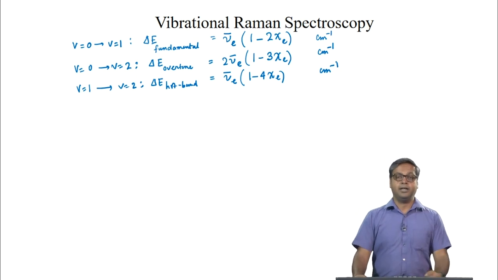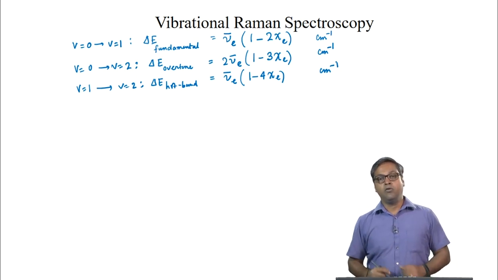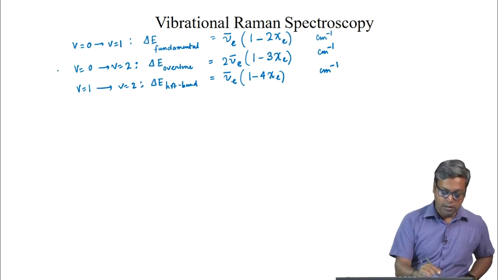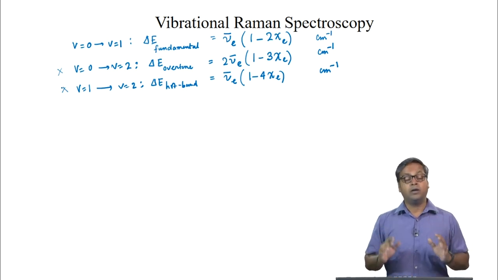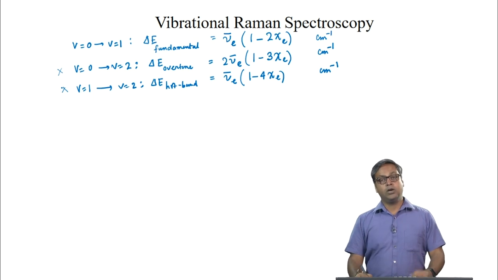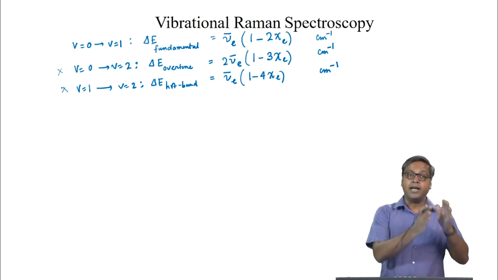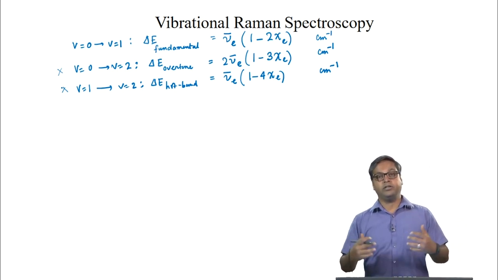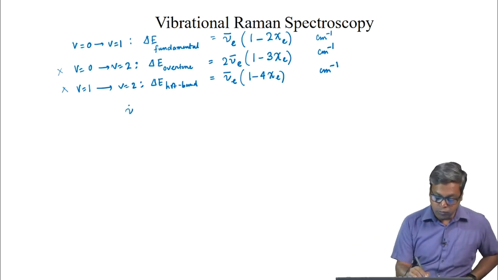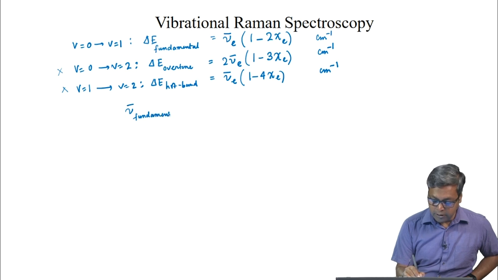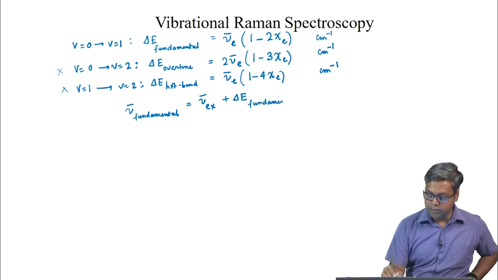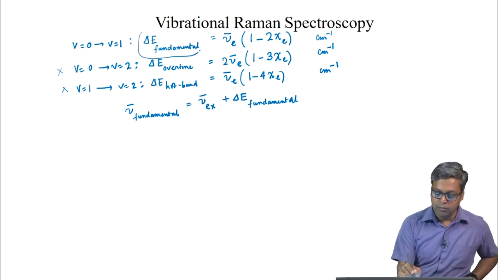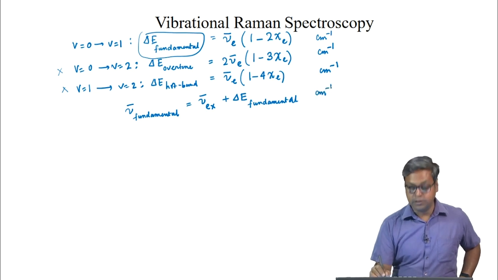Since the Raman scattered light is in any case of low intensity, we can ignore the weaker effects such as the overtones or the hot bands. So, we would restrict our discussion today to the fundamental transitions. The Raman lines would appear at distances from the exciting line corresponding to each fundamental vibration. In other words, we can write nu bar fundamental equals nu bar excitation plus or minus delta E fundamental. Delta E fundamental is the one which we wrote here, and again the unit is in wave numbers.